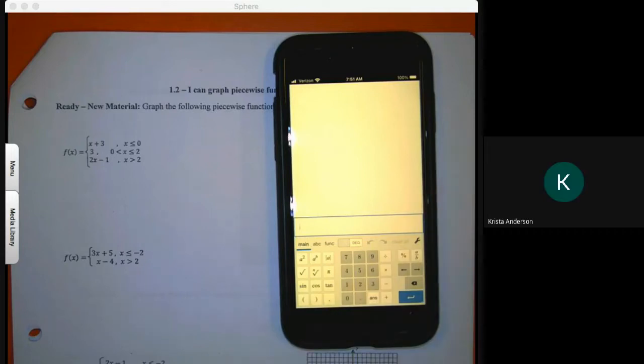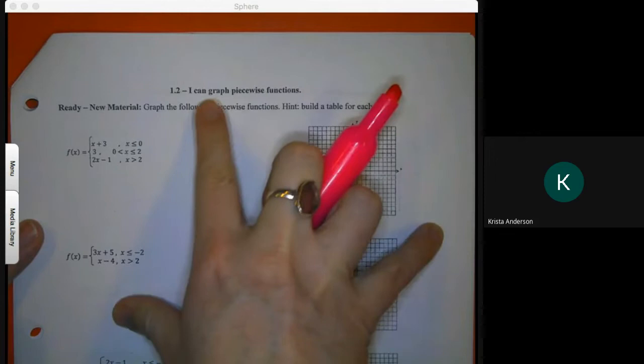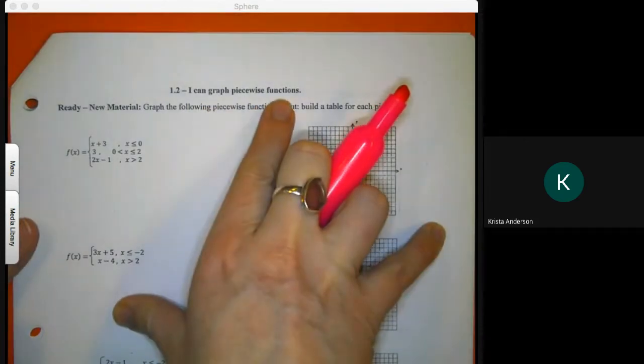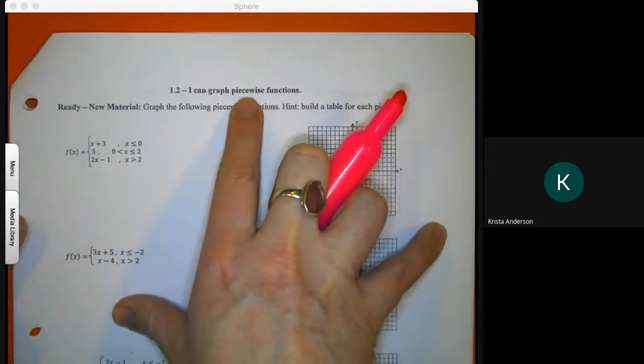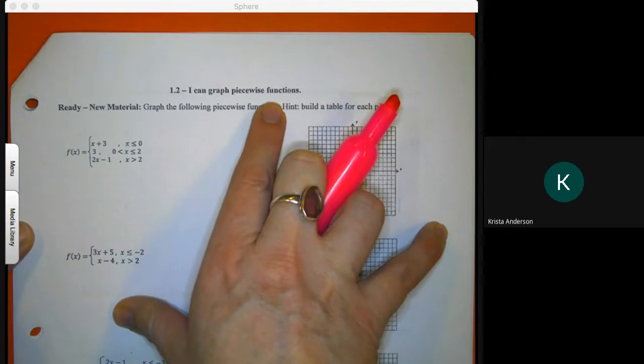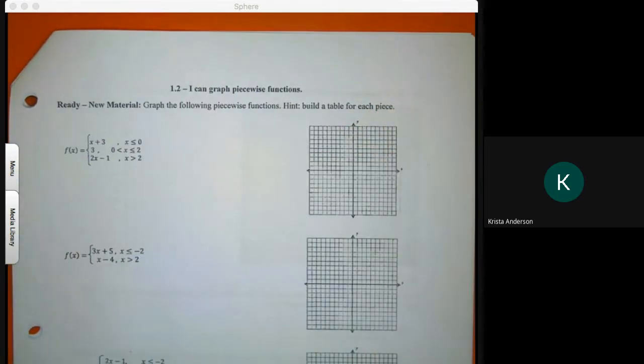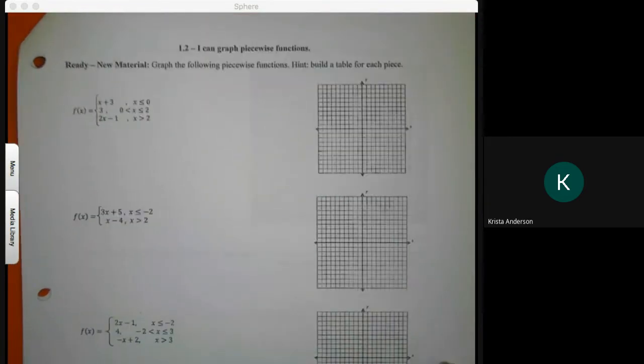For the first question, this lesson is on graphing piecewise functions. Does anybody think they know what piecewise represents? Why would it be called piecewise when I look through at these functions?